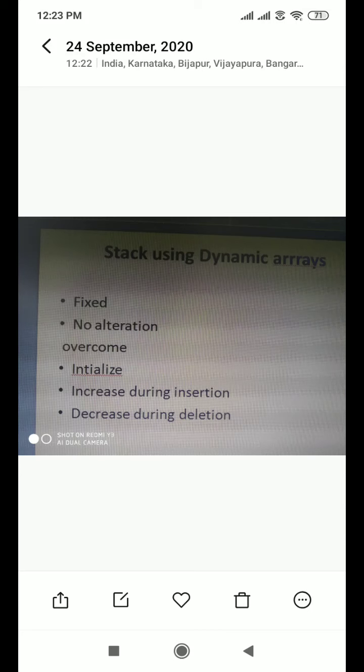For the data structure class, today we are dealing with the stack using dynamic arrays. So why are you going for stack using dynamic arrays?